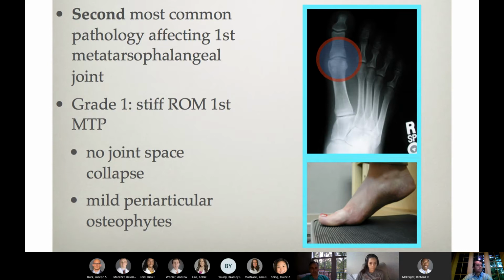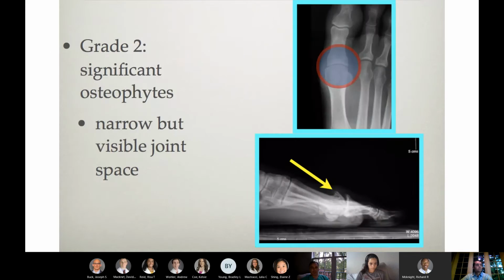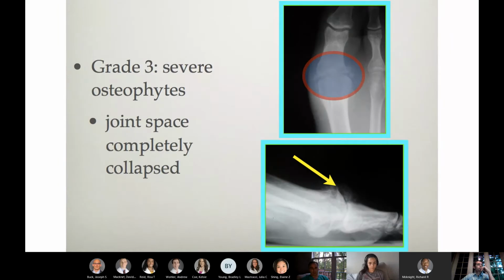So as they get to grade 1, you don't have any joint space collapse. You may see a couple of bone spurs. Go ahead, next one. So grade 2, you're starting to see some joint collapse, but the joint is still there, and then you start seeing the bone spurs on top. What you want to do when you evaluate these is not only dorsiflex the toe, but do a mid-axial grind, just to see if they have any pain in that joint that's not related to the bone spurs. You can go to the next one.